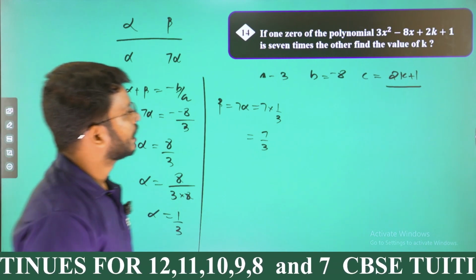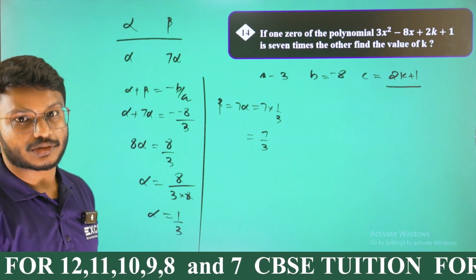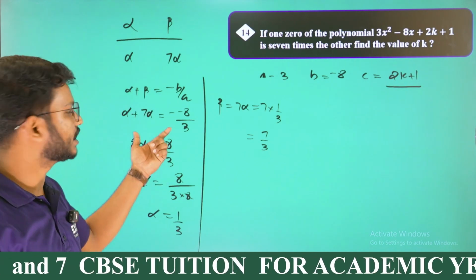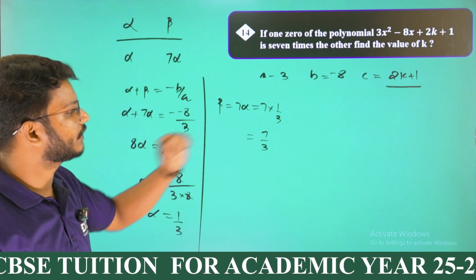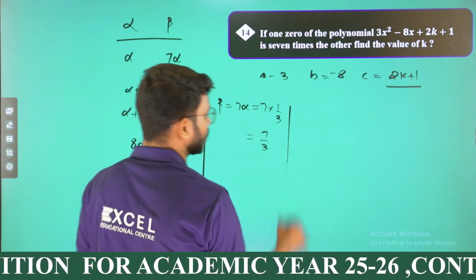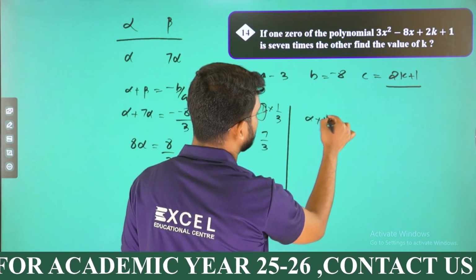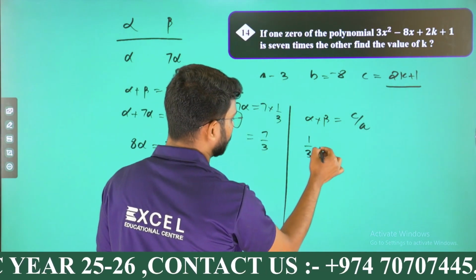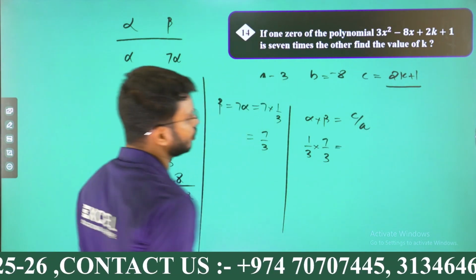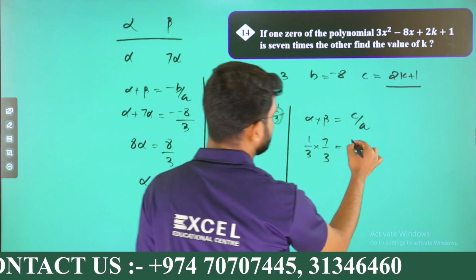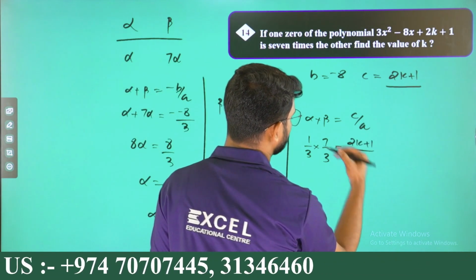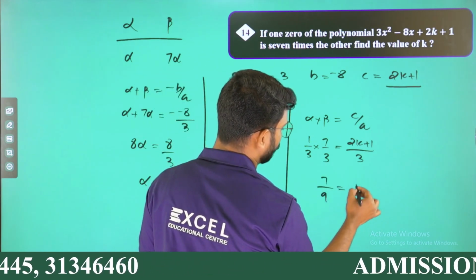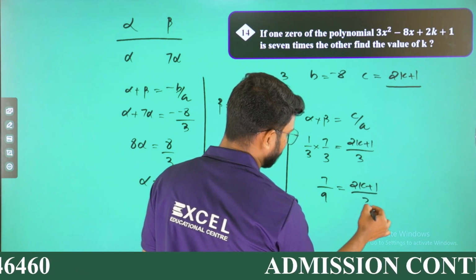So alpha and beta are here. What we have to find is the value of k. Now here we used the first relation, alpha plus beta is equal to minus b by a. To find the value of k, we can use the second relation: alpha into beta equals c by a. Alpha is 1 by 3 and beta is 7 by 3, which is equal to c by a. C is 2k plus 1 and a is 3, so it becomes 7 by 9 equals (2k + 1) by 3.